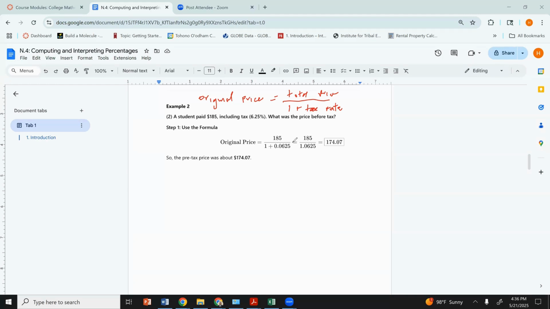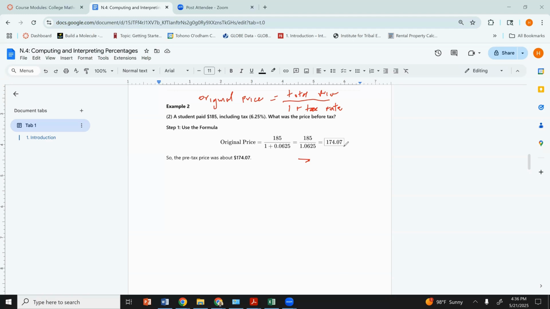Okay, so we paid a total price of 185, divided by 1 plus the tax rate. The tax rate is 6.25%, so 6.25% divided by 100, that's 0.0625. Okay, so you add this, it's going to be 1.0625. So 185 divided by this number, you have 174.07.